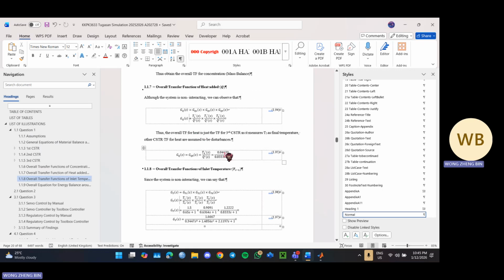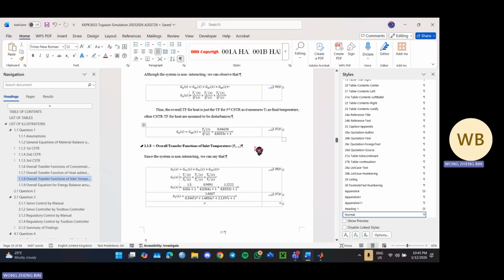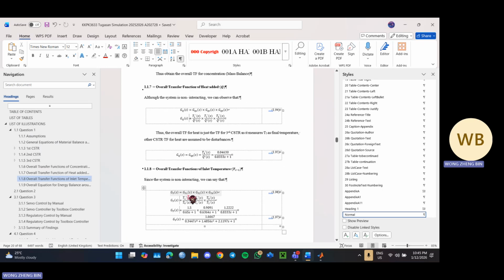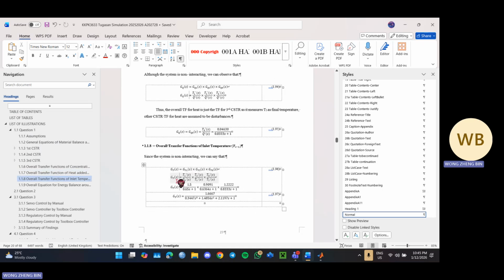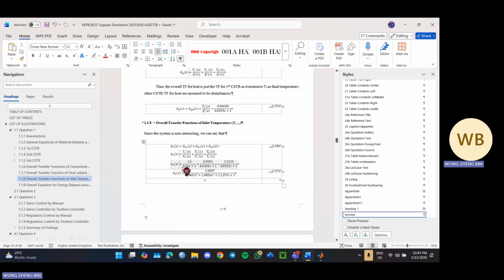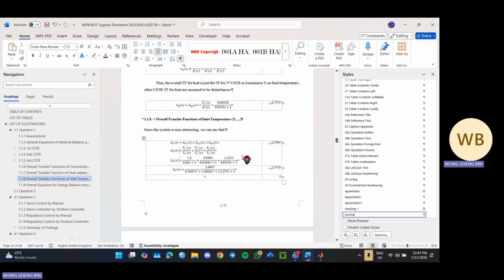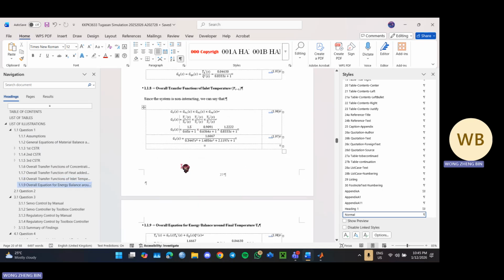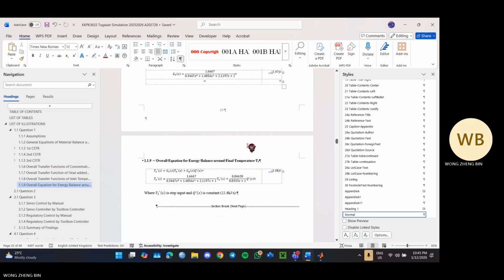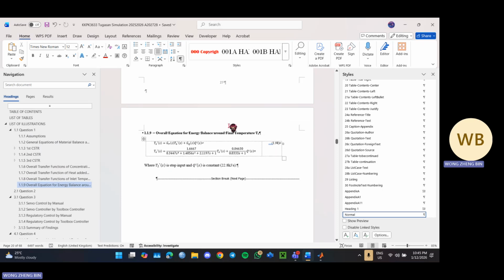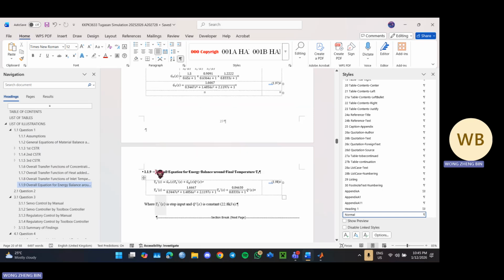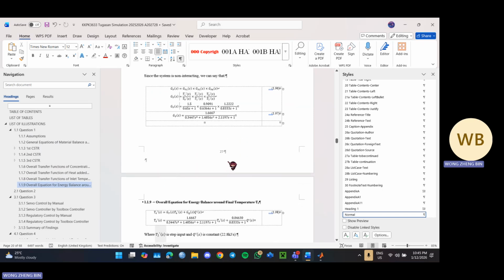So this is the overall transfer function for heat added, and the overall transfer function for inlet temperature is the same case as concentration, because it's non-interacting, and we found that it can be reduced into this form. So overall, it becomes like this. And then the overall equation for energy balance around the final temperature can be expressed like this. This is very important, as this equation and the concentration equation will be used for the transfer function for simulation.